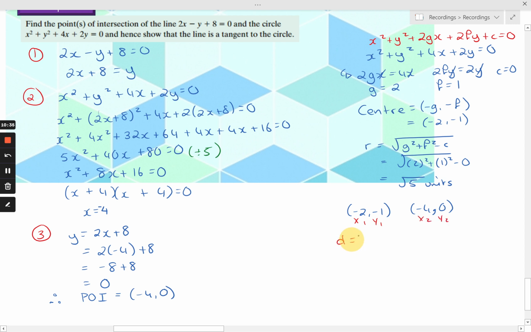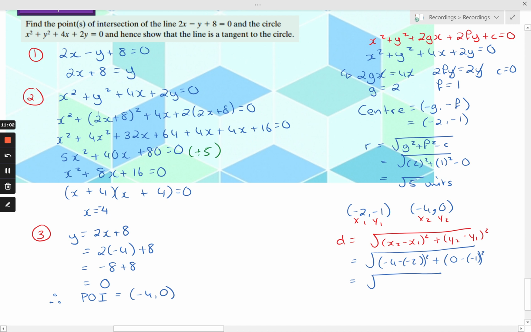So I'm going to use my distance formula, which is the square root of (x2 minus x1) squared plus (y2 minus y1) squared. And remember guys, we're trying to prove that it's the same as the radius, so we're aiming to get square root of 5 at the end. So I'm going to have minus 4 minus minus 2, squared, plus 0 minus minus 1, squared, which gives me the square root of minus 2 squared plus 1 squared, which gives me the square root of 5 units.